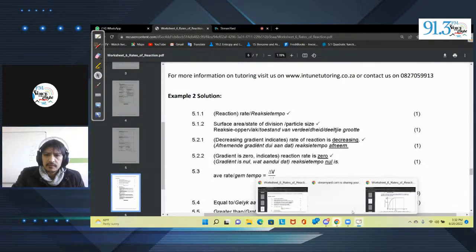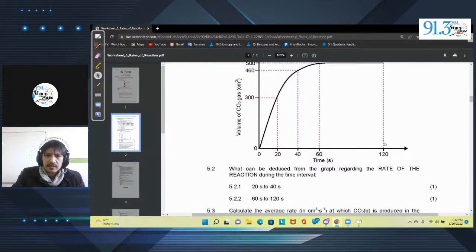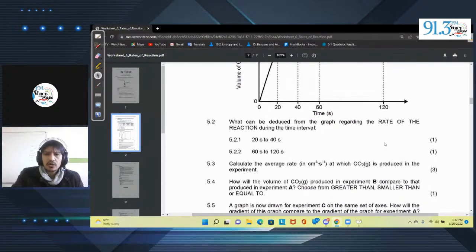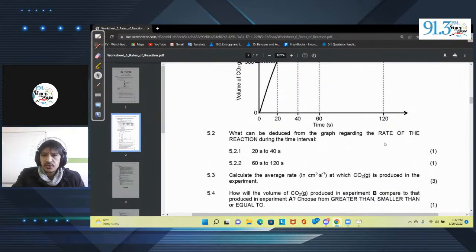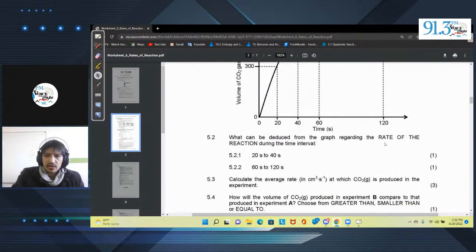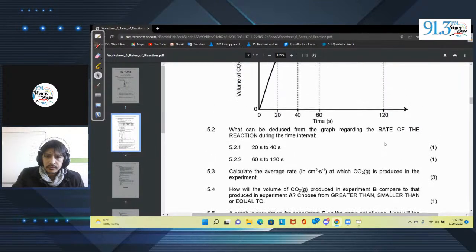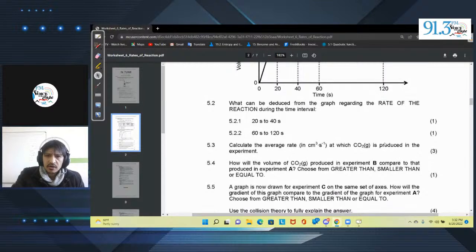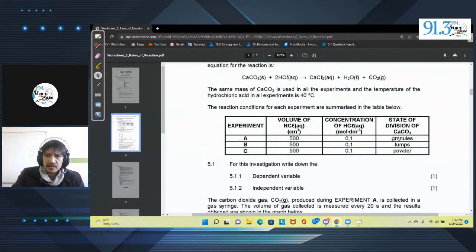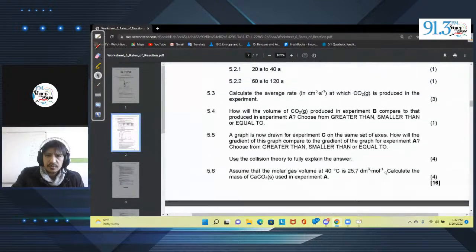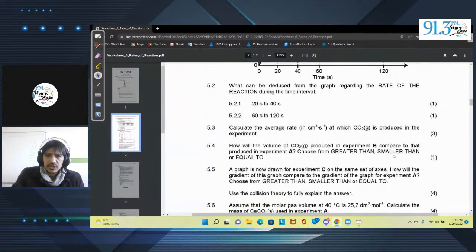Now let's go over here. How will the volume of carbon dioxide produced in experiment B compare to that produced in experiment A? Choose from greater than, smaller than, or equal to. Okay, so let's see. The volume of A compared to B. This is granules, this is lumps. Well, B, because it's lumps, will have less carbon dioxide produced than the granules. So we can say that for B, it will be smaller than.